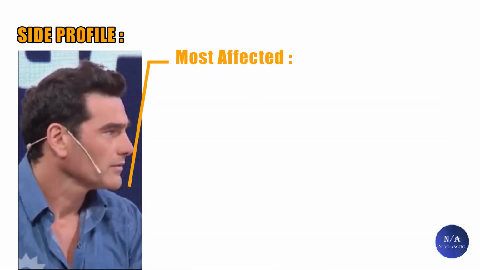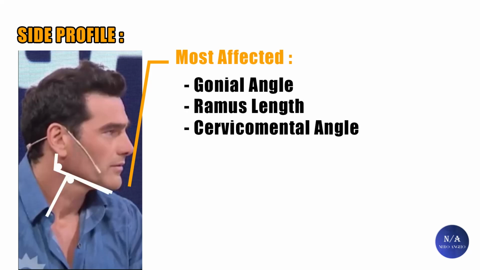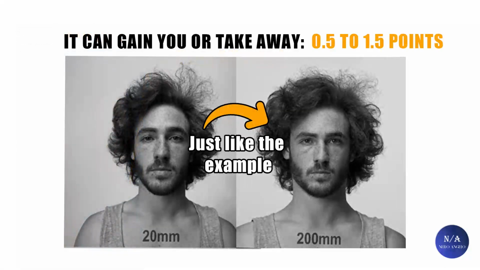Now for the side profile, I did not find any comparisons online, but according to my experience, what I see most affected by lens distortion is the ramus length and the gonial angle. What happens is that it looks steeper than it does realistically, hurting the aesthetics of the side profile. Minor ratios also get affected, like the nasolabial angle, and major ratios like the cervicomental angle, but no one seems to care about this one. So the severity of the lens distortion, depending on the camera and lens used, can take away or gain you anything from half a point to a point and a half.